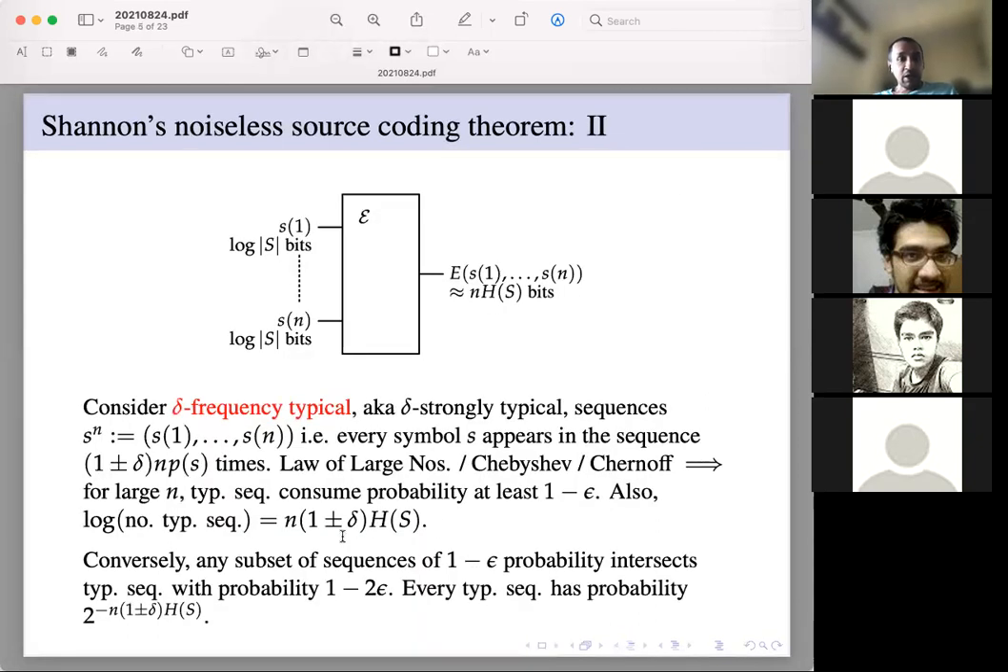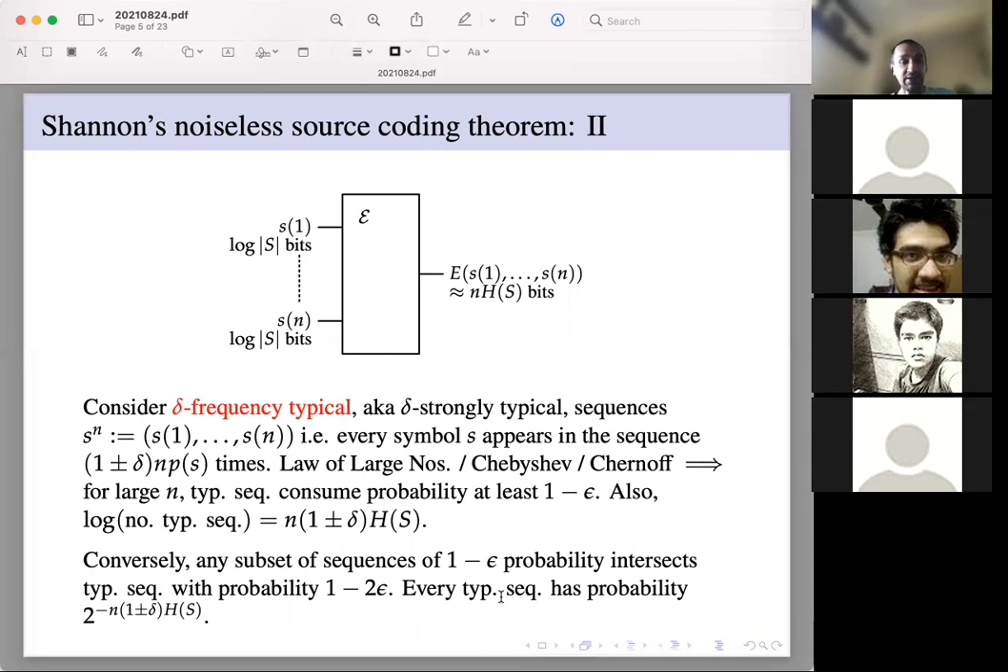Okay. Now, conversely, in fact, the converse statement is used to prove the converse of Shannon's noiseless coding. So conversely, any subset of sequences of 1 minus epsilon probability will intersect with the typical sequence set. And the intersection will have probability at least 1 minus 2 epsilon. That's fairly easy to see. It's just the union bound. I have an arbitrary subset which misses out epsilon fraction of sequences. The typical set also misses out epsilon fraction of sequences. So the intersection of my subset with the typical subset should be at least 1 minus 2 epsilon. Okay.